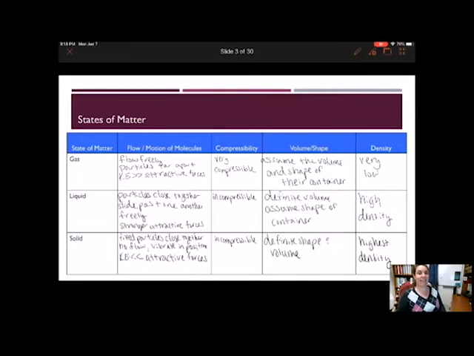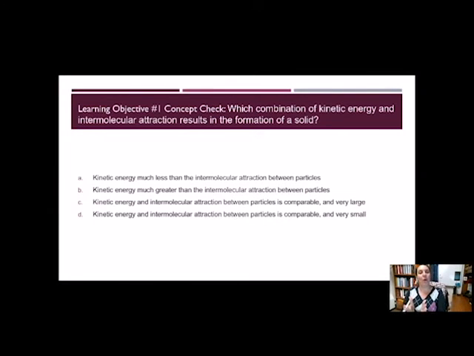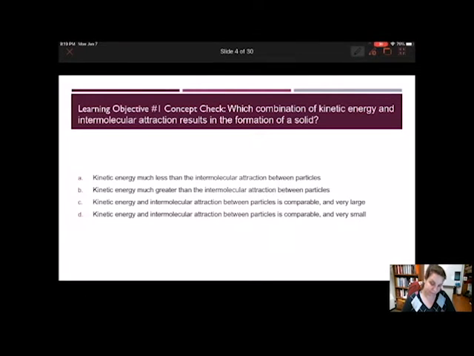So let us see how we're doing with our learning objective with our concept check. Which combination of kinetic energy and intermolecular attraction results in the formation of a solid? When we think about a solid, we think about something that has low kinetic energy and great intermolecular forces. So kinetic energy much less than the intermolecular attractions between particles. That's true. It's not much greater. They are not comparable. So we would say that the answer is A. So we're going to have very, very low kinetic energy, very, very high intermolecular attractions, which are holding our particles together.